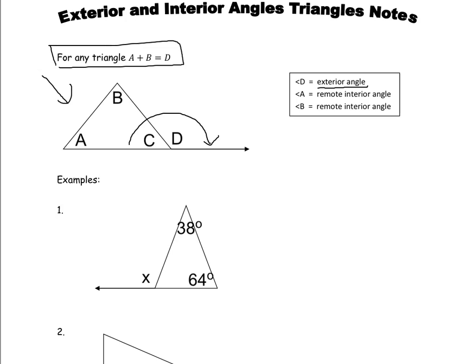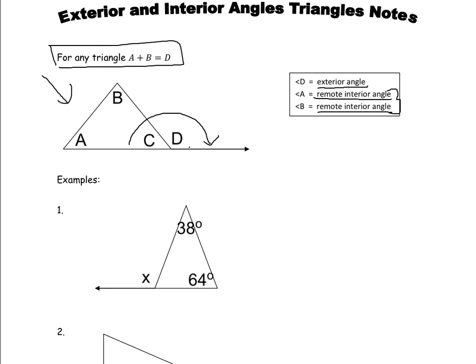And those two angles, A and B, are called remote interior angles. Angle C is the angle that's supplementary to D, so the other two angles of the triangle are called the remote interior angles. So those two remote interior angles added together will give you D, because think about it.